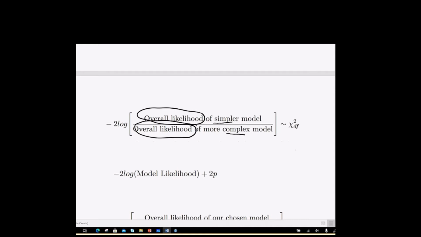Now if we think about which one of these two, the simpler or the more complex, is going to have the greater likelihood, well, the more complex is going to be the more likely because it fits the data better. So what we're going to have when we take the ratio is a number that is less than 1. So when we take the log, we're going to get a negative number, but when we multiply that by -2, we're going to return it to a positive number. So this thing all together gives us a positive number.